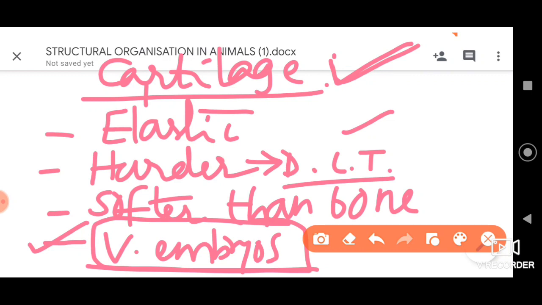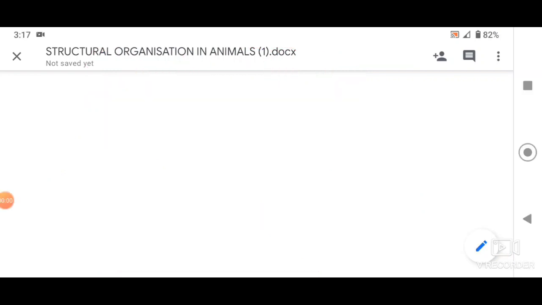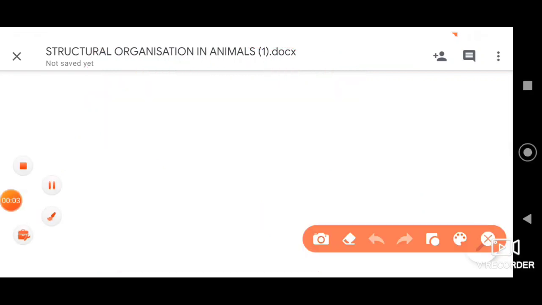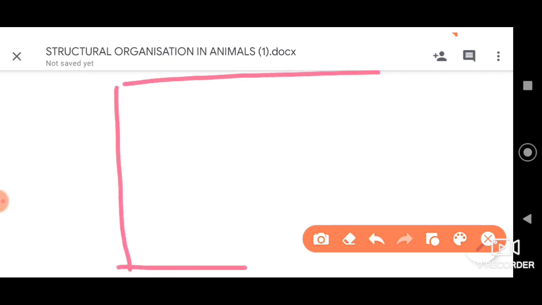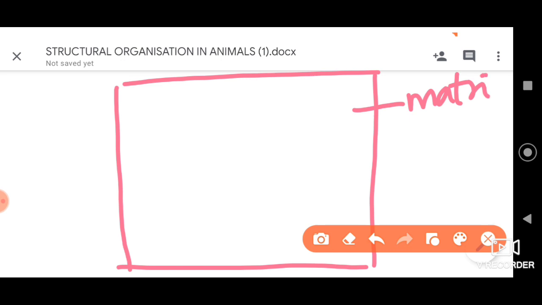Alright. Then moving ahead, let me tell you that cartilage can be present, in fact, distributed in the body of adult vertebrates. Dear students, next let us discuss the structure of cartilage. It's a very simple structure. Okay, so this is the matrix of the cartilage. All right, and this matrix is considered pliable.